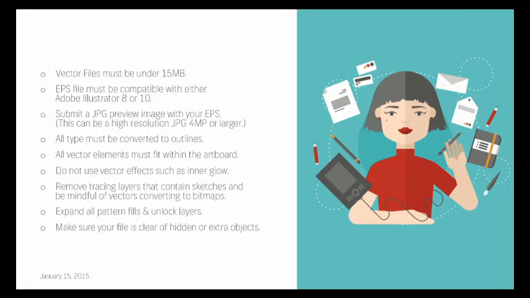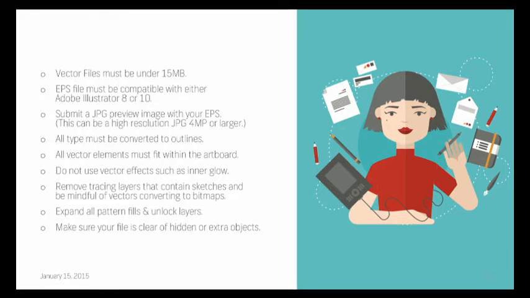All right, similar to JPEG illustrations, we do have a size requirement for vectors, but this is a maximum size, not a minimum size. The maximum size for vectors is 15 megabytes. Your vectors must be 15 megabytes or smaller. Your EPS files always need to be compatible with Illustrator 8 or 10, and we'll go into more of that later. Like I mentioned earlier, you want to make sure that you submit a JPEG preview image with your EPS file. Again, make sure it's high resolution: a JPEG of 50 megapixels or larger.